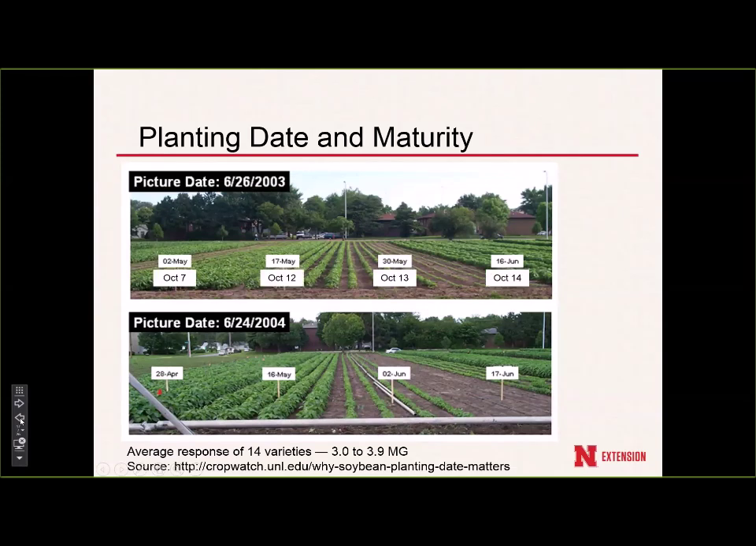Okay, in 2003, maturity or harvest around the 7th, 12th, 13th, and 14th. So we gained some here, right, by planting a little bit earlier. We harvested them sooner. Not much difference in those last three planting dates in 2003. So if you just look at that data, why would I plant early if it doesn't mean I'm harvesting earlier, right? What happened in 2004? September 21st, September 29th, October 10th, October 13th. Pretty big difference there. As we delayed planting, we did get later harvest.